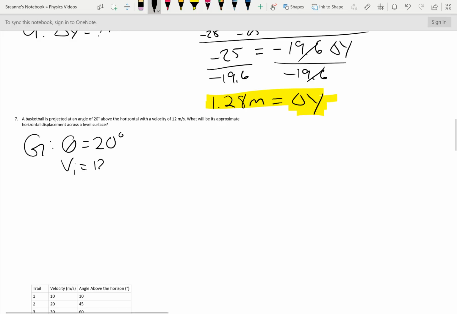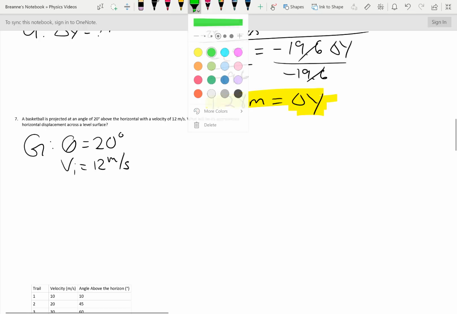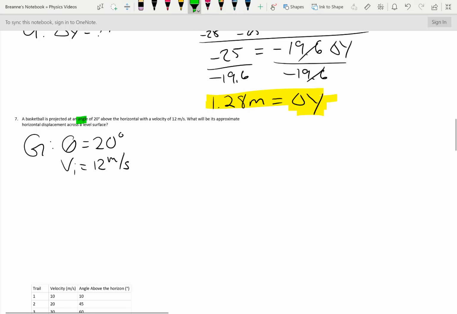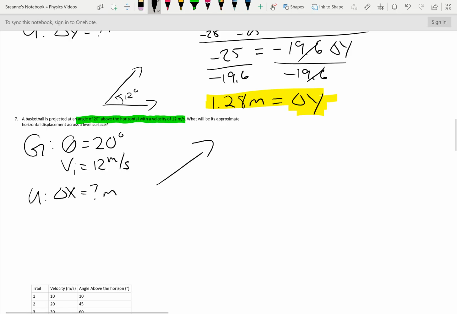So that 12 is our initial velocity. The wording here, at an angle of 20 degrees above the horizon with a velocity of 12 meters per second, means that if this is the horizon, you're 20 degrees above it. That's all that means. What is approximately horizontal displacement? So our unknown, we're looking for delta x across the level surface. So if you see a velocity with an angle, you automatically think triangle.